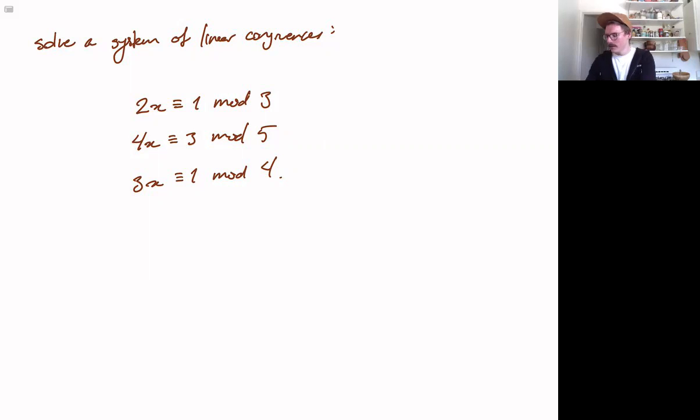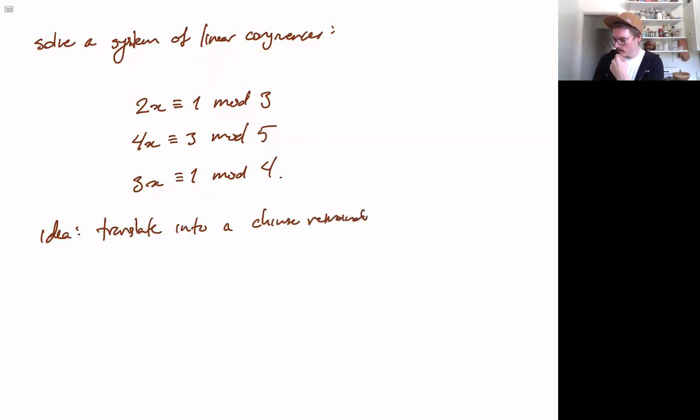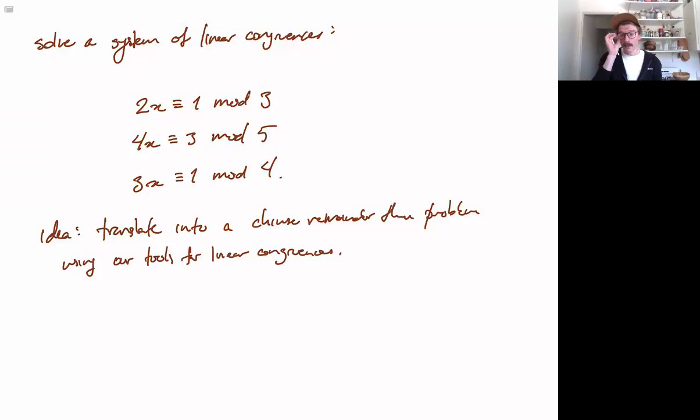So the idea: translate into a Chinese remainder theorem problem using what we know about linear congruences. So what I mean by this is, let's review how we solve a linear congruence.